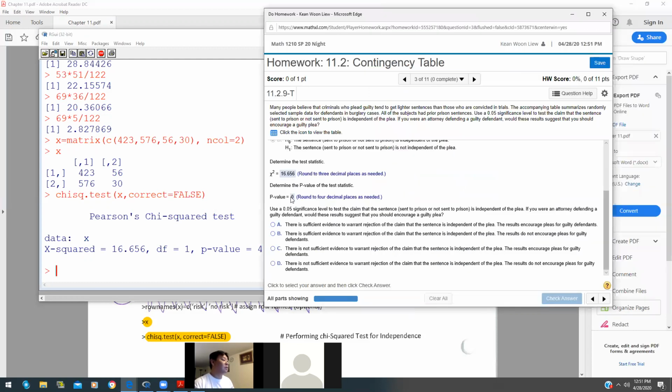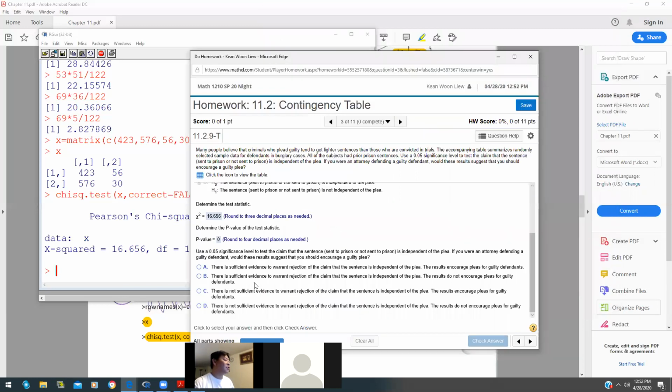So your p-value is small. What do you conclude? This number is less than alpha, right? If the p-value is less than your alpha, what's your decision? You reject or fail to reject? Reject. And when you reject, that is sufficient or not sufficient? That is sufficient. So your answer is either A or B. They're exactly the same: there is sufficient evidence to warrant the claim that a sentence is independent.